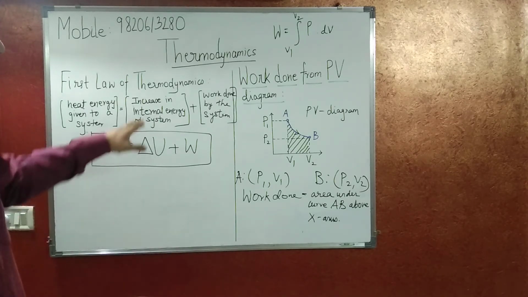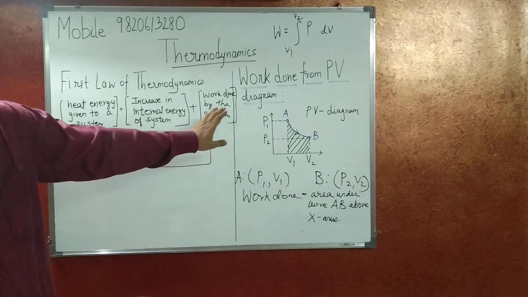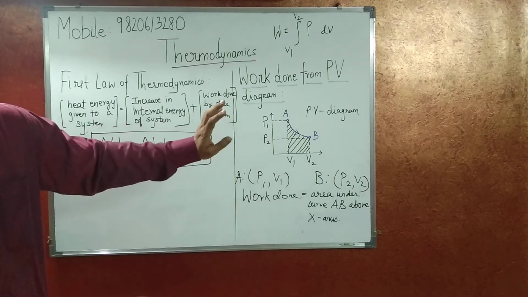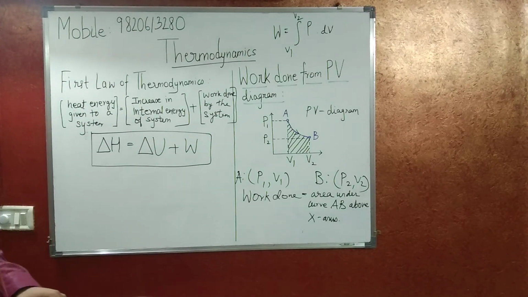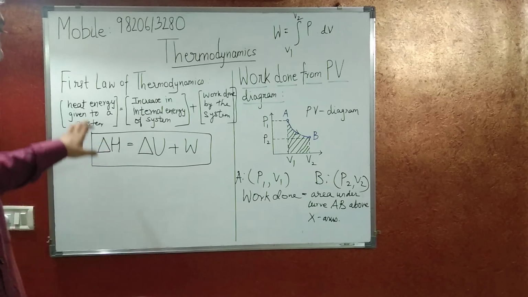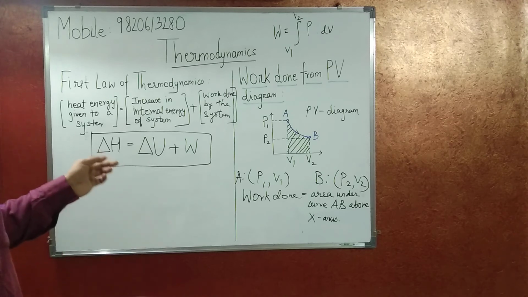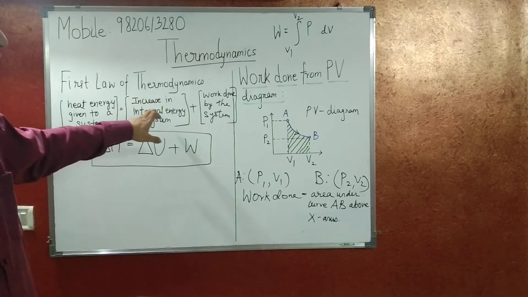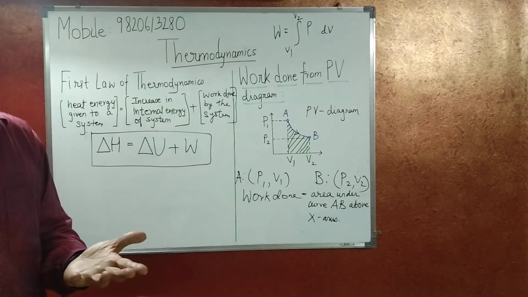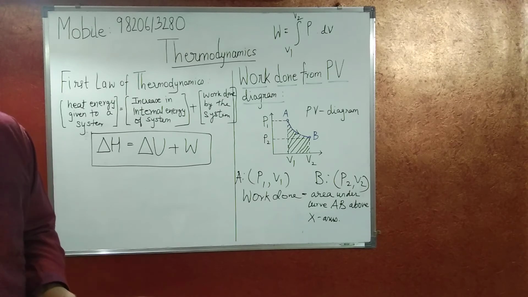In that case, the internal energy will decrease and the work won't be work done by the system, it will be work done on the system. So this is the general form of the first law of thermodynamics. Now always remember, if heat energy is given to a system, then we take it as positive. But if heat energy is released by a system, then we take it as negative. Same way, if the internal energy of a system is increasing, we take it as positive, but if it is decreasing, we take it as negative.